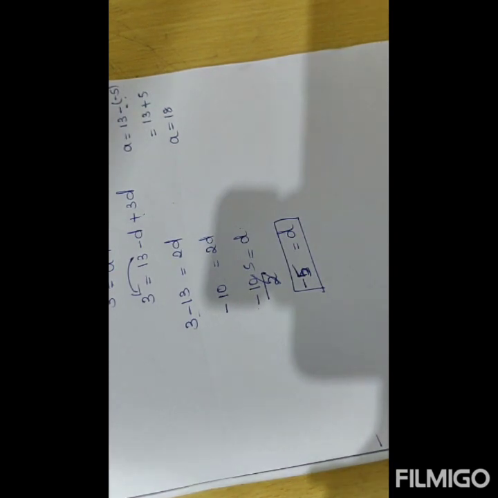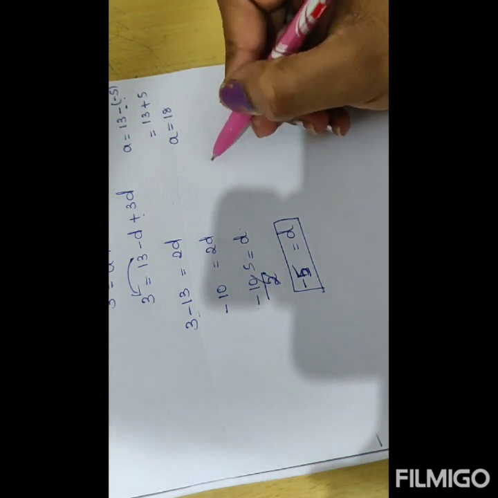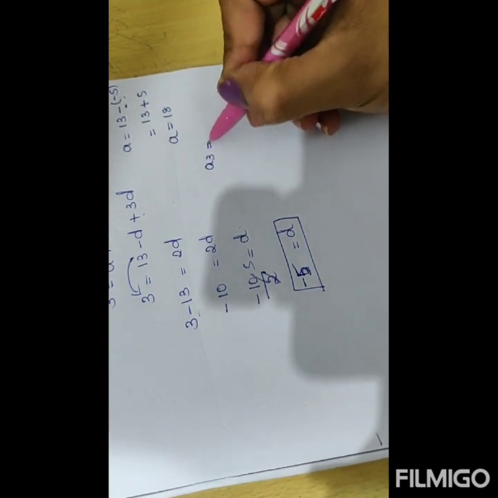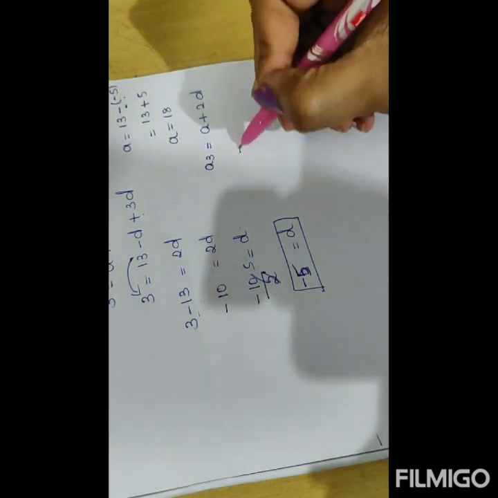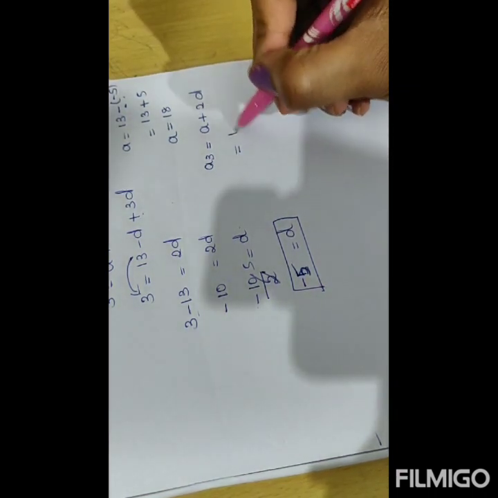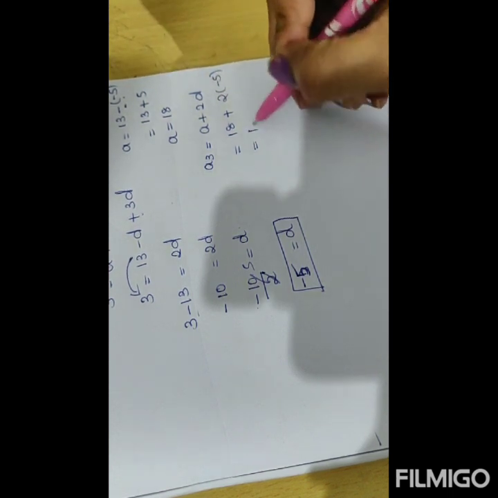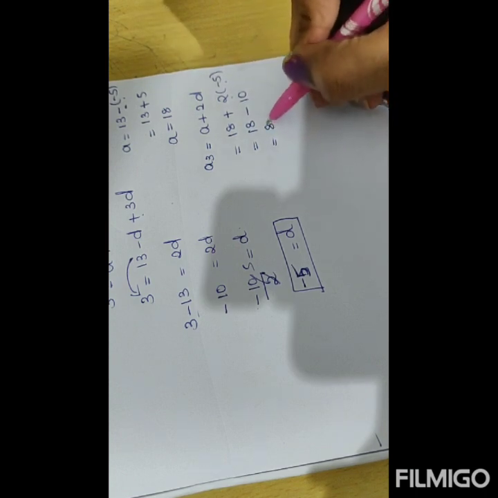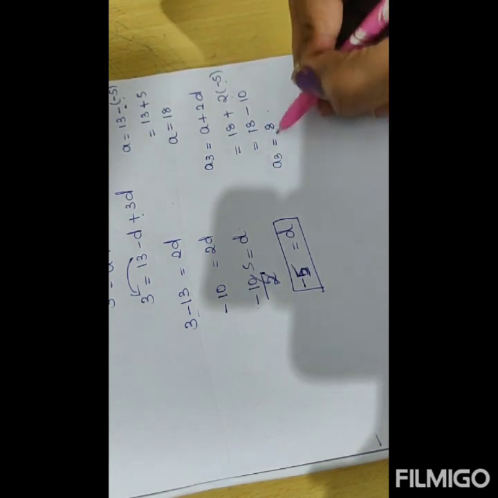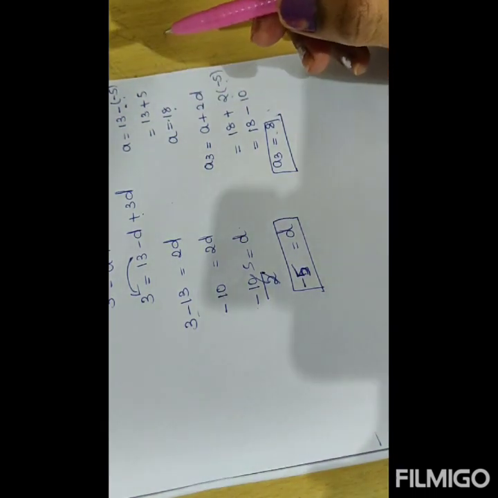So therefore the other term that is missing is a3. So a3 can be written as a plus 2d. So a is 18 plus 2 into minus 5. 18 minus 2 5s are 10, so 8. So a3 is 8 and a is 18.